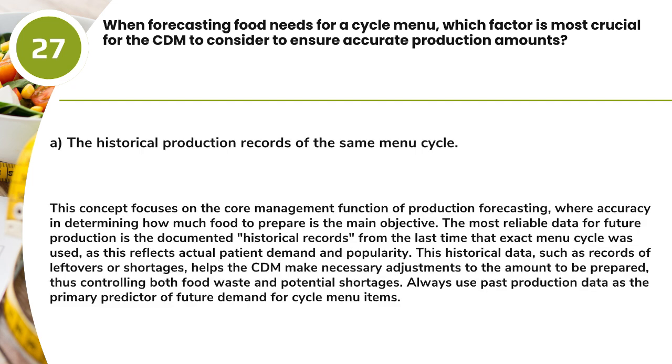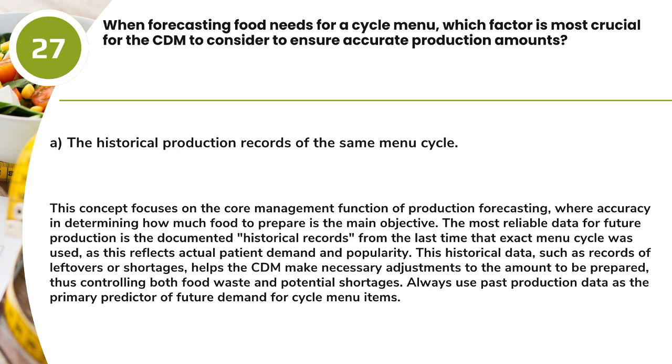Answer A. The historical production records of the same menu cycle. This concept focuses on the core management function of production forecasting, where accuracy in determining how much food to prepare is the main objective. The most reliable data for future production is the documented historical records from the last time that exact menu cycle was used, as this reflects actual patient demand and popularity.